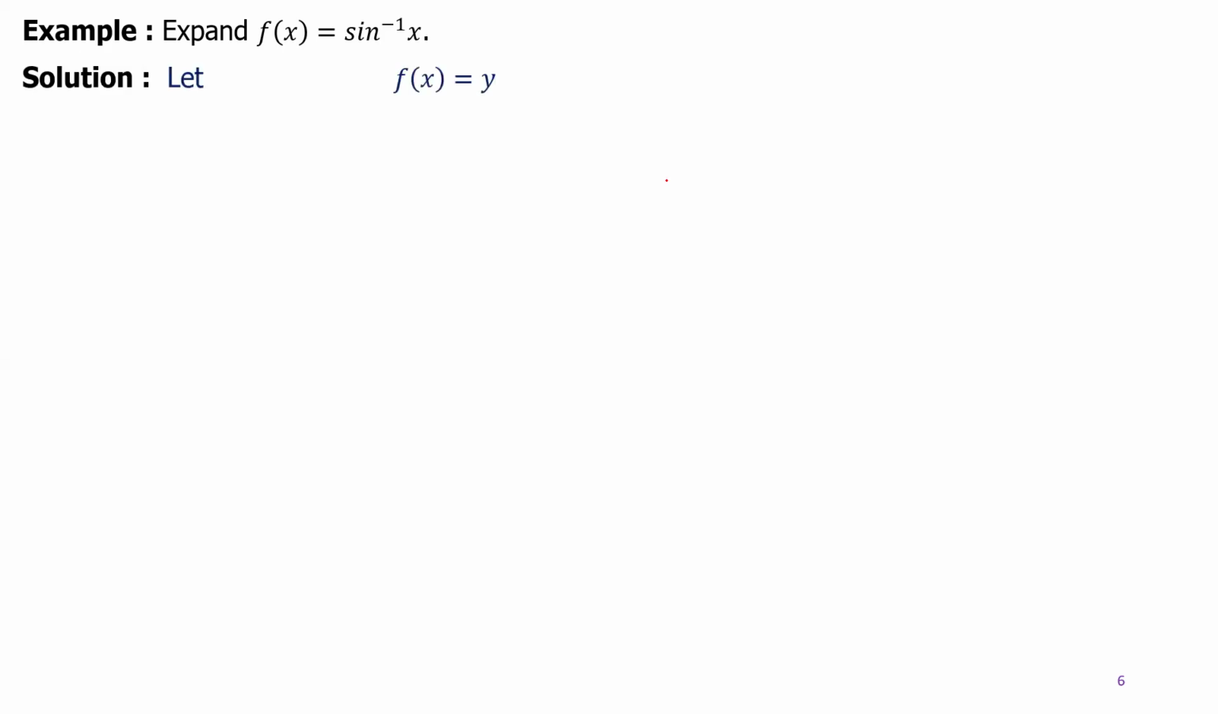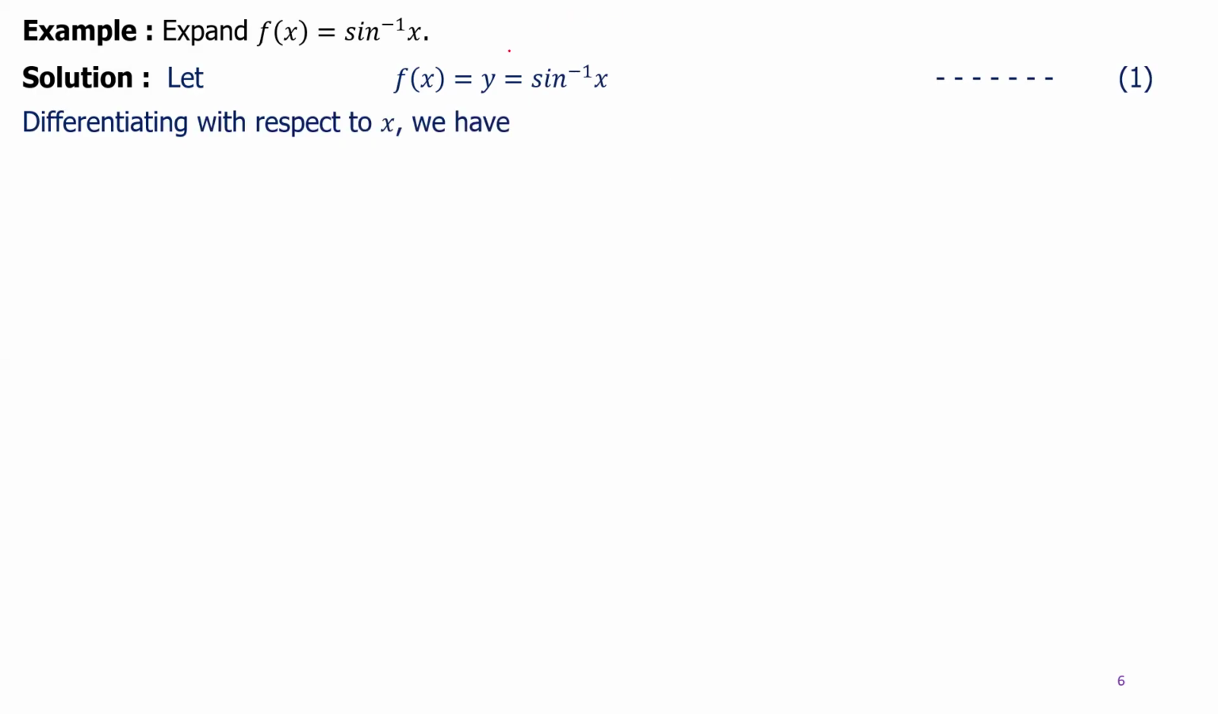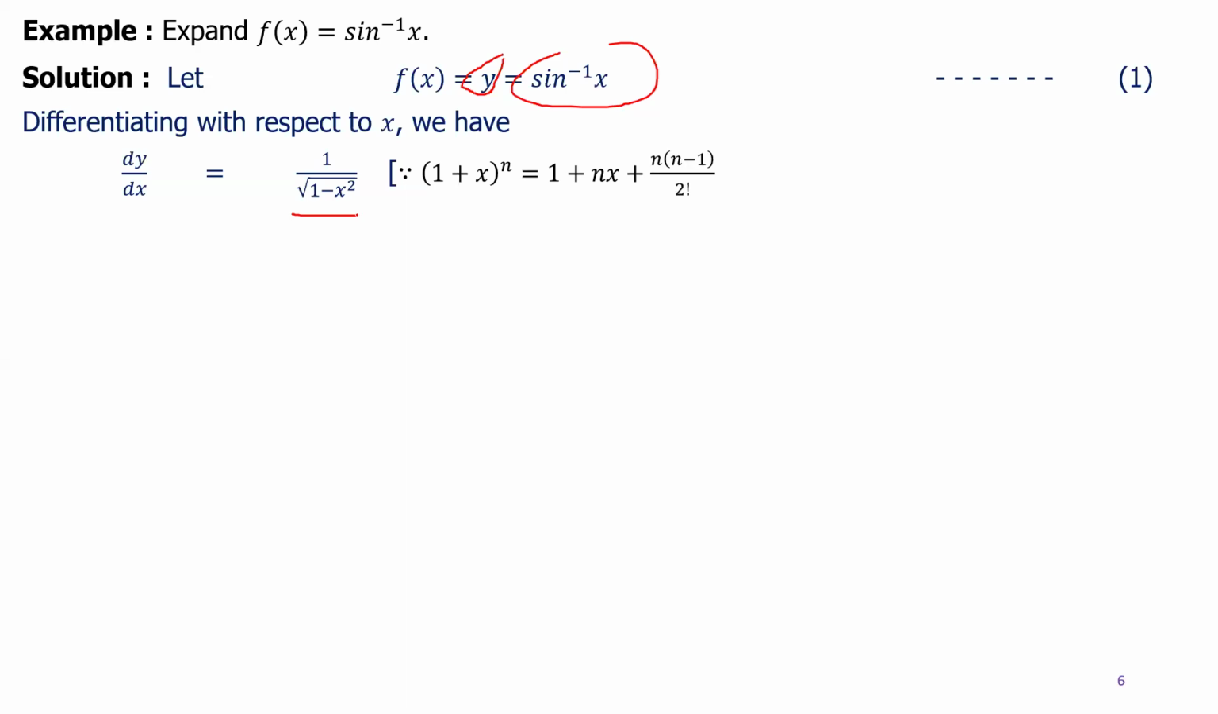In this example, we will try to find out the expansion of sine inverse of x. Let f of x equal to sine inverse of x, which is equal to y. Let us differentiate with respect to x. So the derivative of y is dy/dx, and the derivative of sine inverse of x is 1 upon root over 1 minus x square.